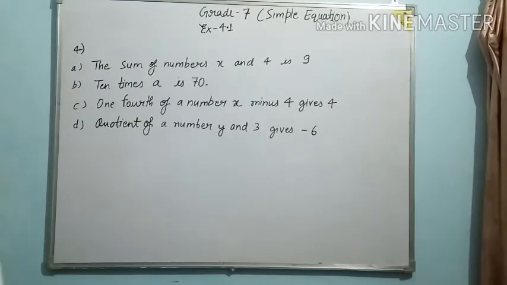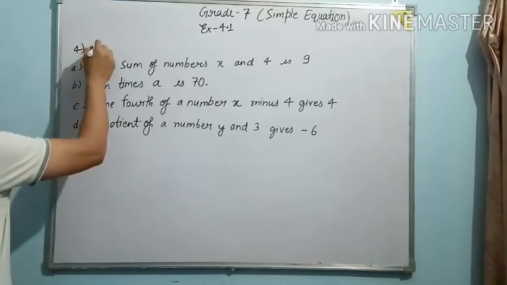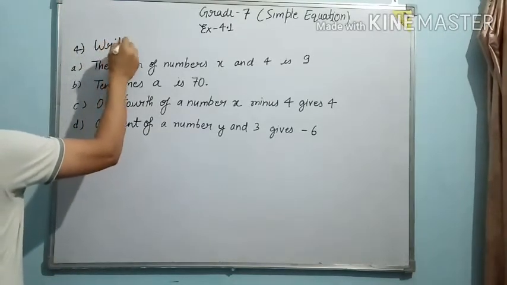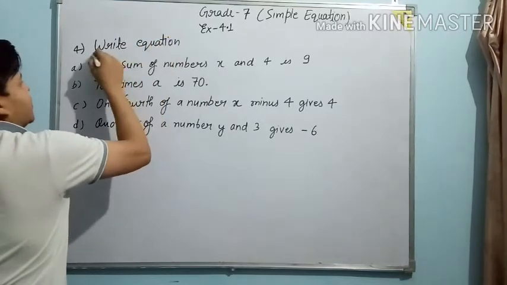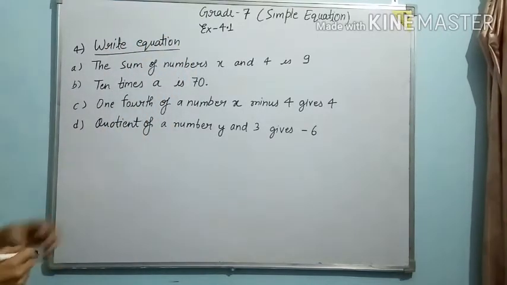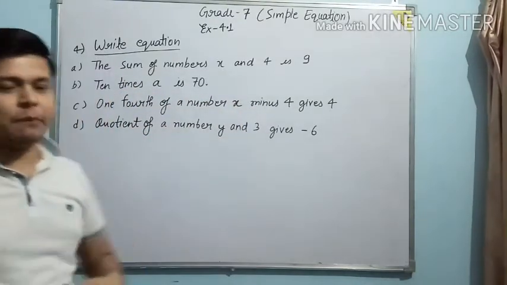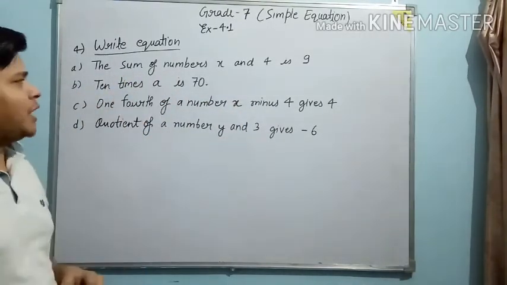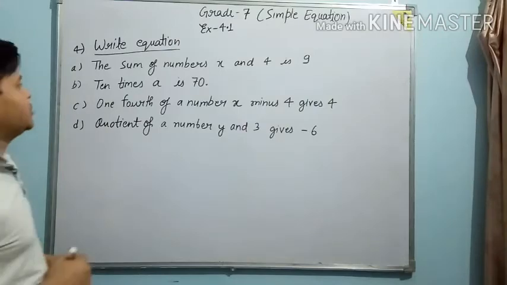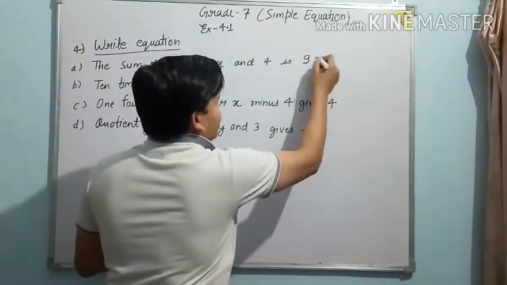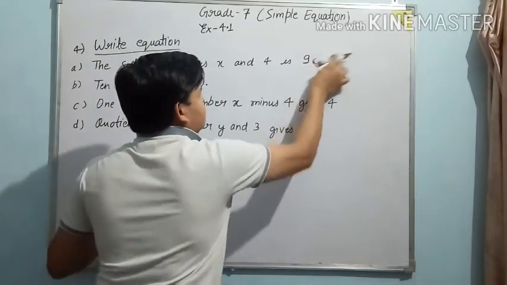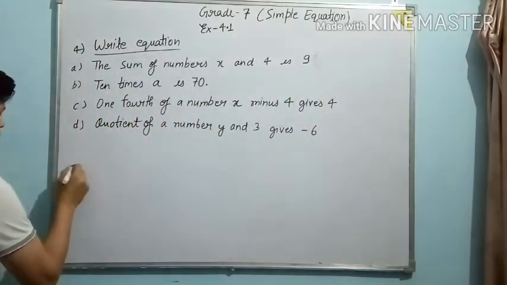Now question number 4 is that we have to write equations for the given statements. Just writing the heading, write equation, means we have to write the equation for the given statement. One by one I'll read the statement, then I'll write the equation. So let's start with the first. I'm writing the equations here.